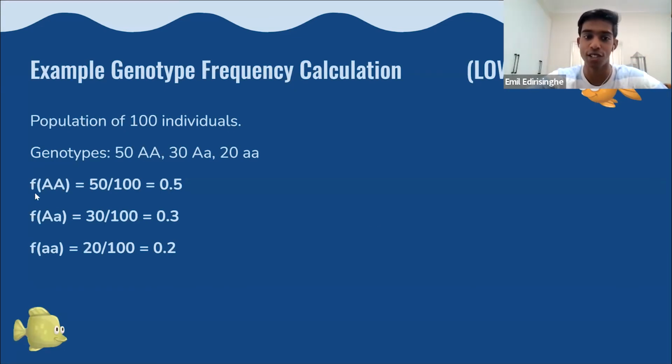is really easy. If it's just 50 big AA, 30 heterozygous and 20 homozygous recessive, then you'll have just 50 over 100, 0.5, 30 over 100, 0.3, 20 over 100, 0.2. So this is fairly easy, and I don't think you get tested on this that much.